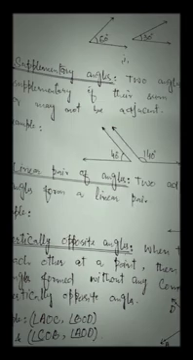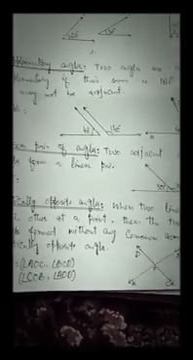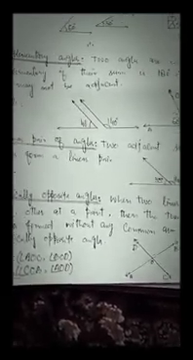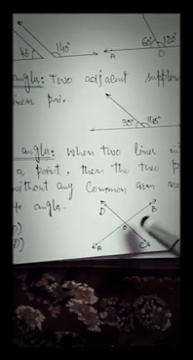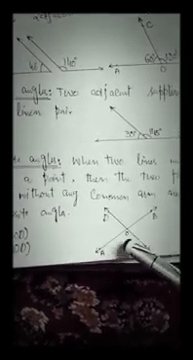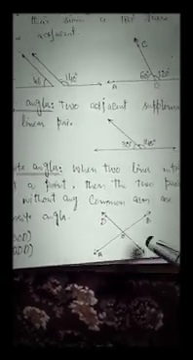Now last but not least is vertically opposite angles. When two lines intersect at any point, then the two pairs of angles formed without any common arm are called vertically opposite angles. For example, in this figure we have lines AB and DC. They intersect at O. Therefore, angle AOD and BOC, these are vertically opposite angles. Similarly, AOC and DOB, these are vertically opposite angles.